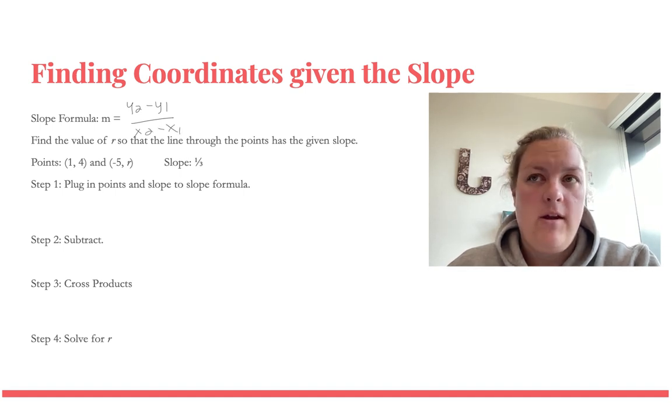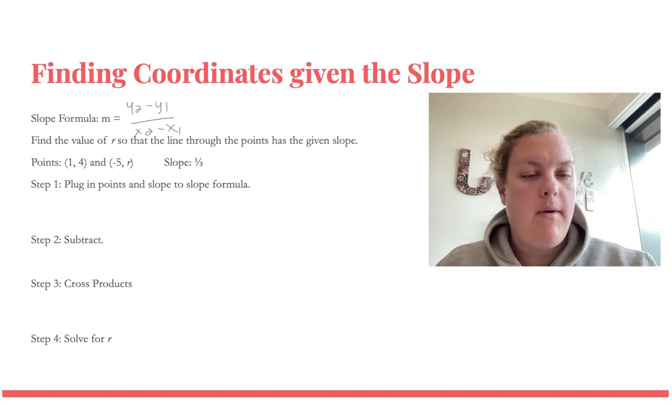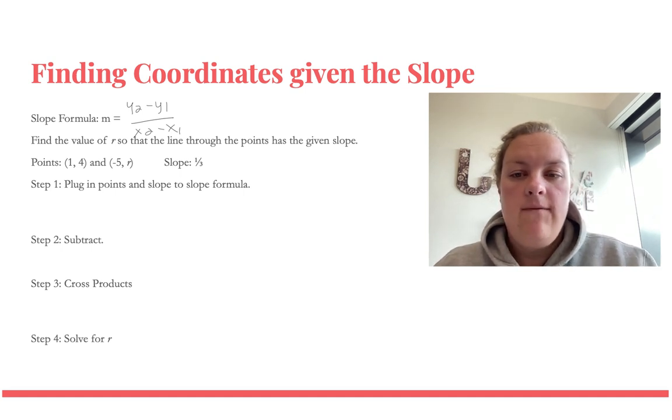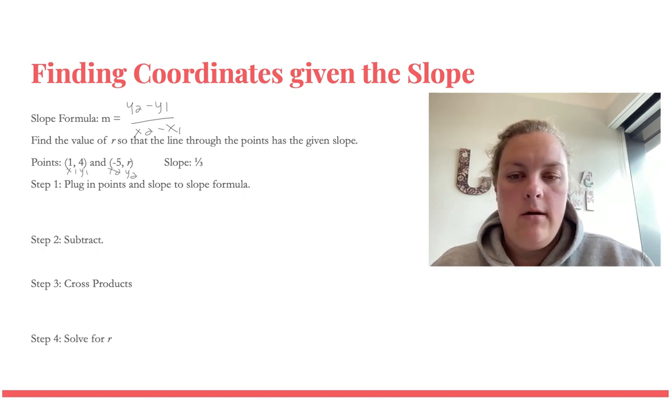And so how do we solve a problem where we find the value of r so that the line through the points has the given slope? You are given (1, 4) and (negative 5, r) and a slope of 1/3. So what we're going to do is use our equation from above and put in what we know. I'm going to label my points here: x1, y1, x2, y2. And my slope is m.